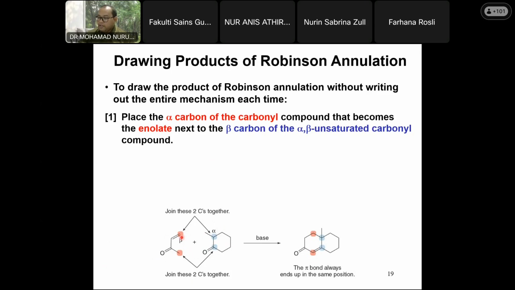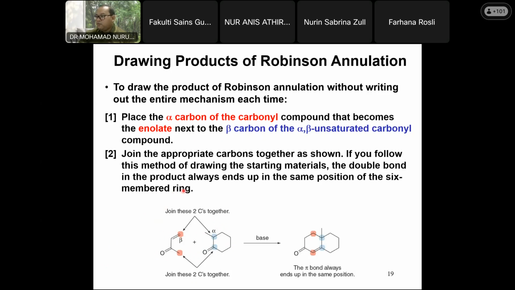And the second one, join the appropriate carbons together as shown. You have to join them together as shown here. If you follow this method, the drawing with the starting material, the double bond in the product always ends up at the same position of the 6-member ring. Because Robinson annulations involve the formation of 6-member rings, I strongly advise you to draw in these positions to make sure you are drawing the correct products.